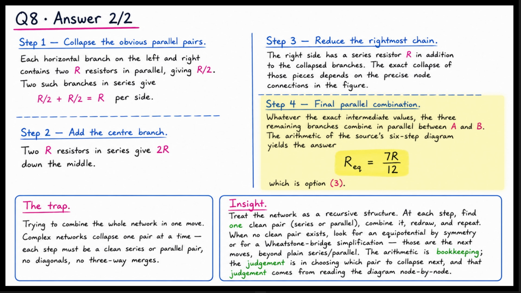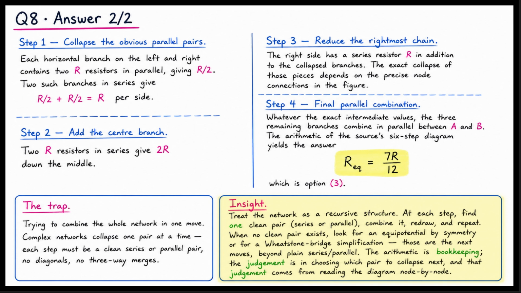That is option 3. The trap is trying to combine the whole network in one move. Complex networks resist that; the steps have to be one clean pair at a time. Resist diagonals and three-way merges. If a step isn't an obvious series or parallel pair, look for a different pair first.